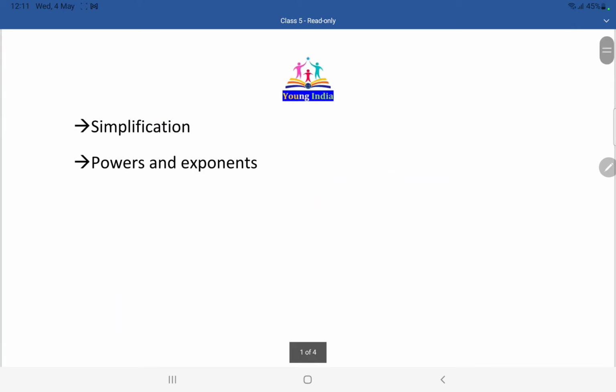Okay children. So children, the next topic that we are going to deal with is the powers and exponents. So what is meant by powers and exponents? I think you might have heard this name called powers and exponents, but you have a lot of doubt in them. So let us now quickly clarify all your doubts.